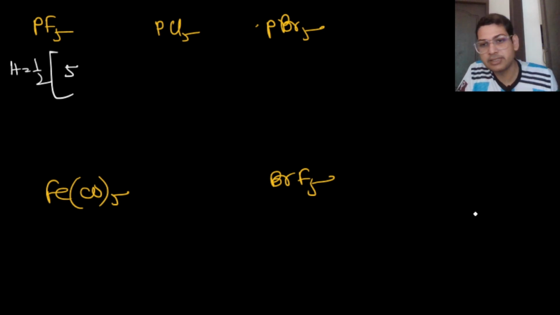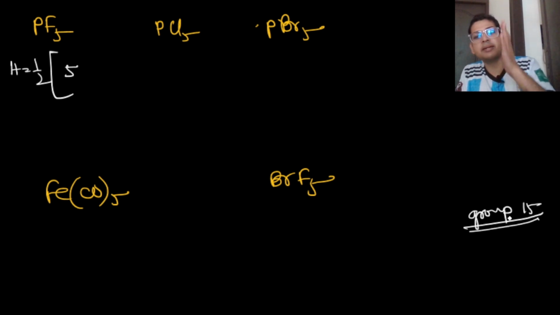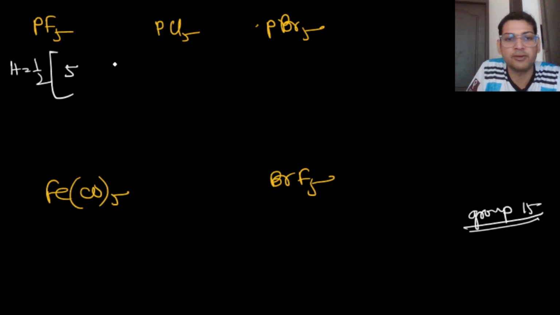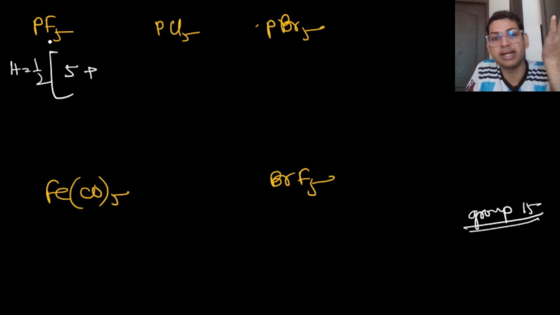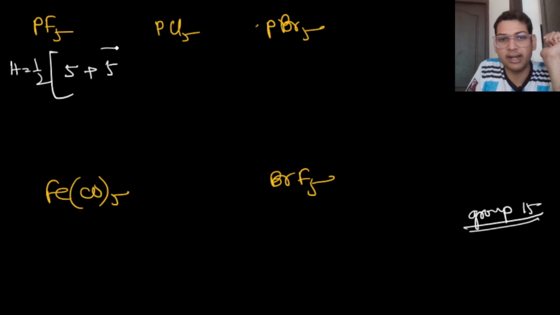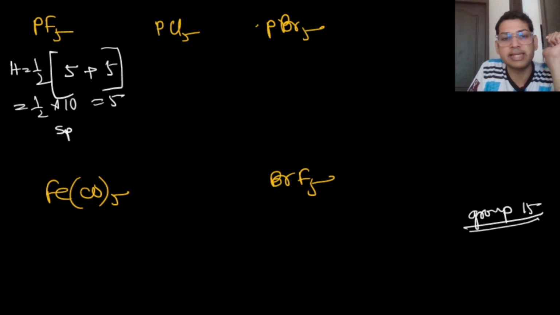I hope you know. It is from group 15, and group 15 means 15 minus 10. That means 5 is the unpaired electron. Sorry, 5 is the valence shell electron. Plus, it is having fluoride. Fluoride is F minus. Sir, it is univalent. I can take. Yeah, no problem. So half into 10, that means 5. 5 means sp3d. That means that it is trigonal bipyramidal.